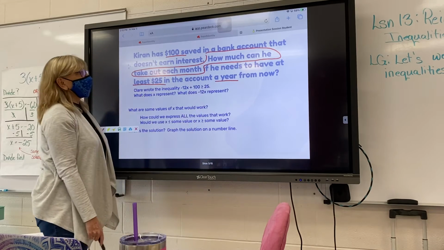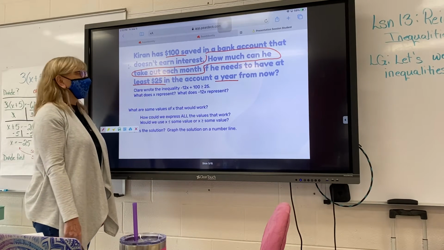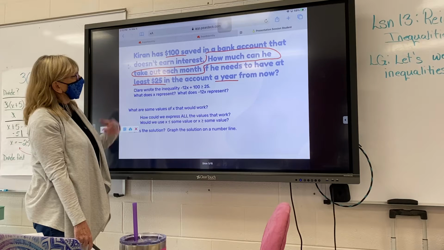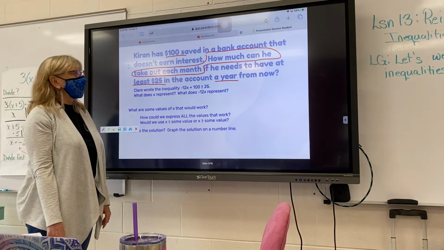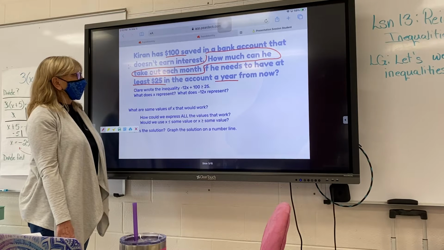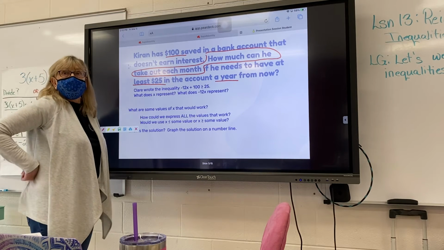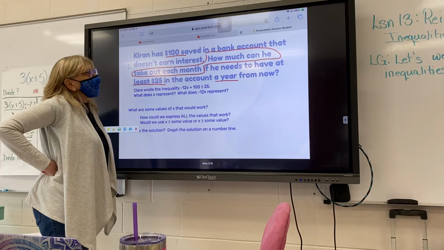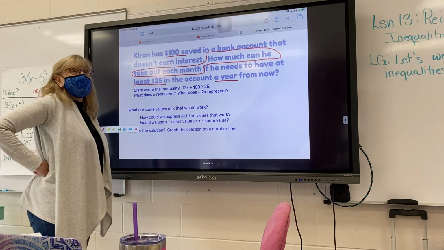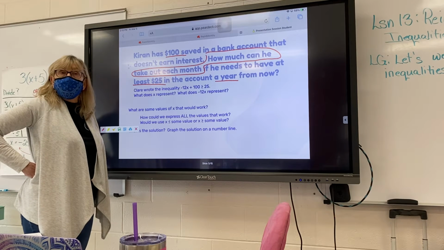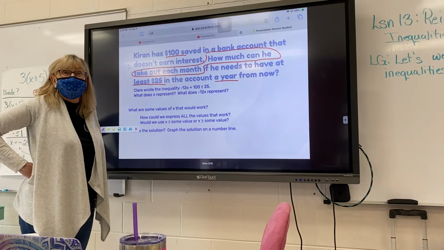How much you can take out each month. Okay, so Claire comes along and she says, I'm going to write this as an inequality to represent that situation. So what does x represent in our situation? How much can you take out each month? Generally, that is what the question is asking.